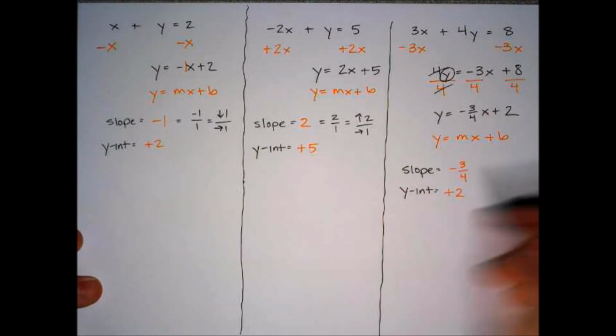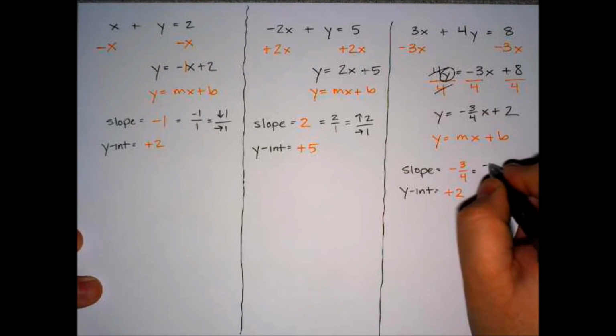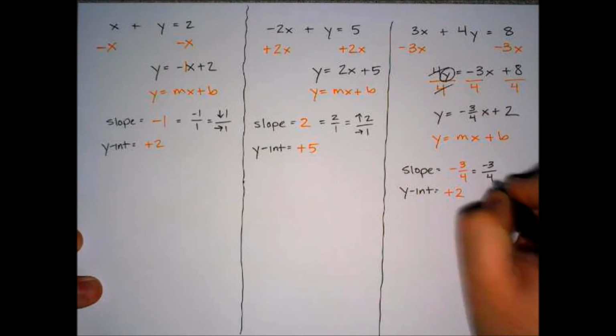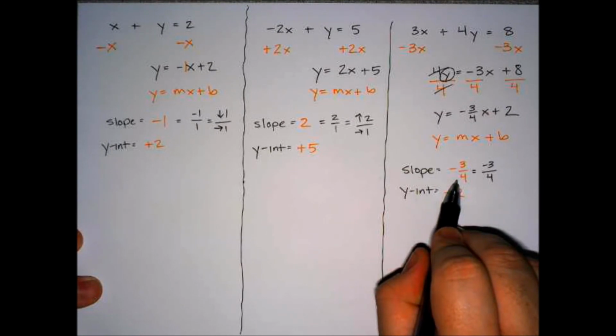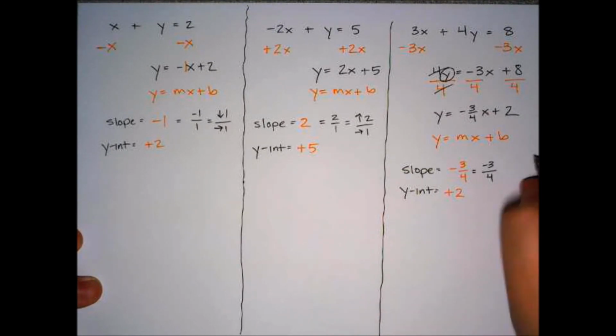This one here is negative 3/4. So I'm going to write it as negative 3 over 4. Bring the negative to the top. Even if the negative was on the bottom, I would still tell you to move it to the top. It makes it a lot easier. And the negative 3 means you go down 3 and to the right 4.